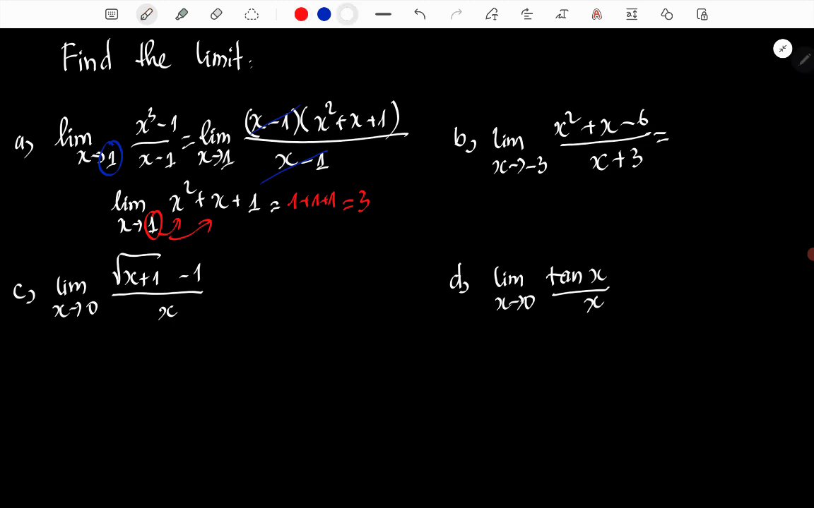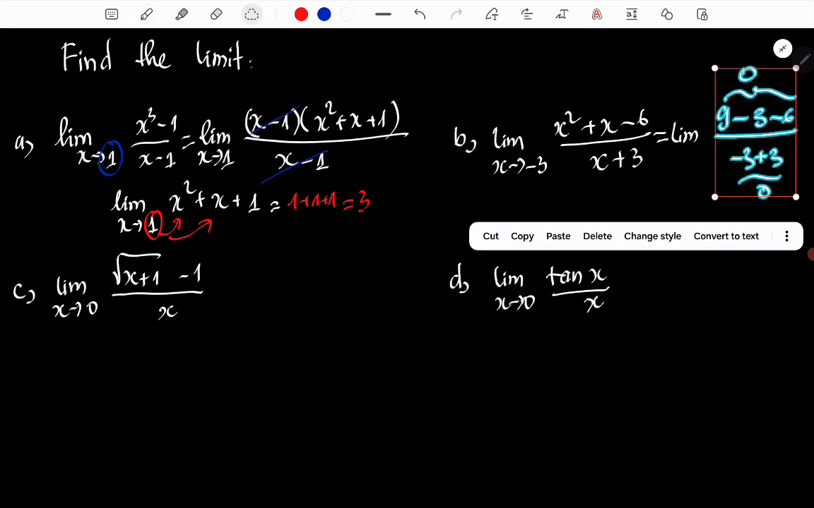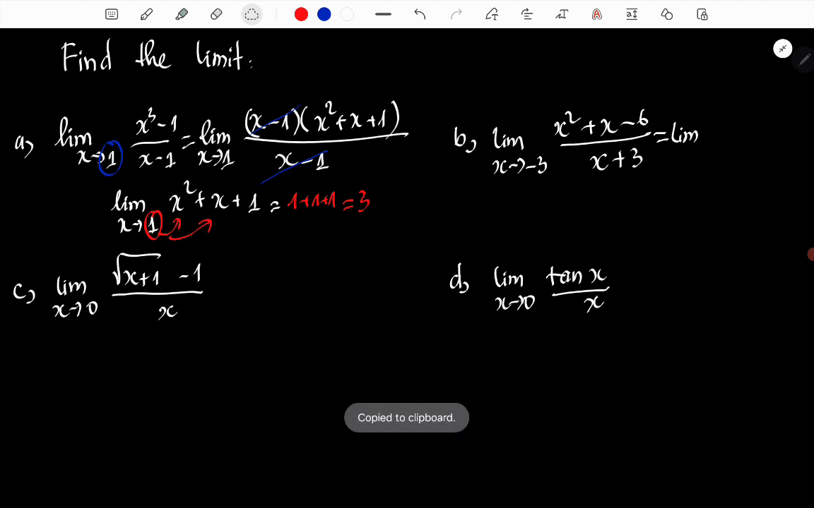So in problem B, if we just substitute x equal to negative 3, we can try negative 3 squared, which is 9, minus negative 3 minus 6, so this is going to be 0. And negative 3 plus 3 is also 0. So we cannot find it by just simply substituting x equal to negative 3, right? So we need to do something different.